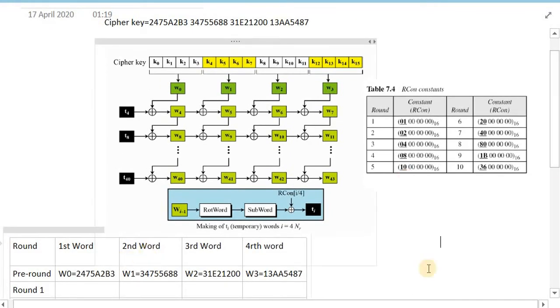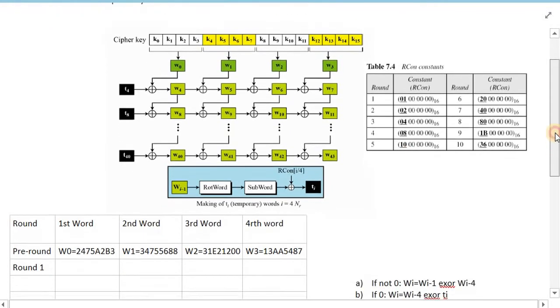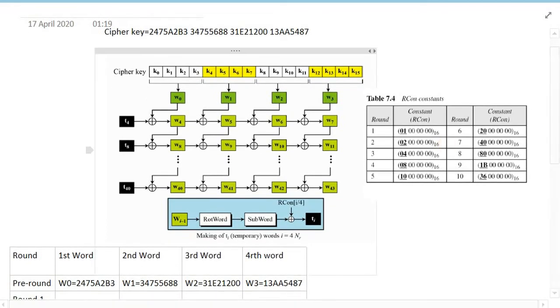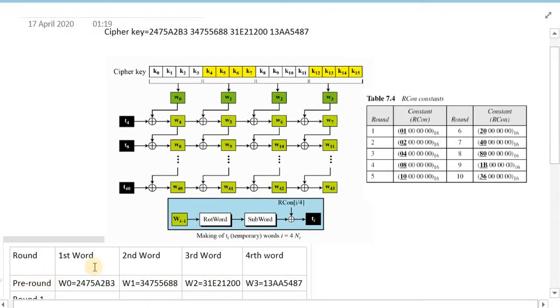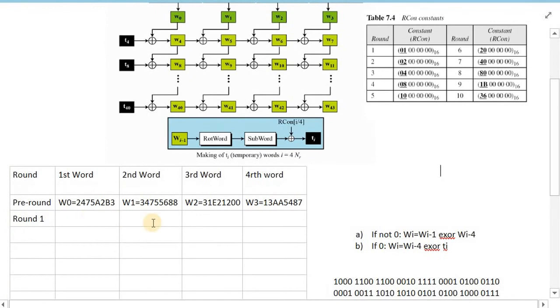So in this table, you can see this is the pre-round transformation. The first word is 24, 75, A2 and B3, 4 bytes. Then the second word will be 34, 75, 56 and 88. The third word is 31, E2, 212 and 00, and the fourth word is 13, AA, 54 and 87. So my pre-round transformation will begin successfully and will be finished.